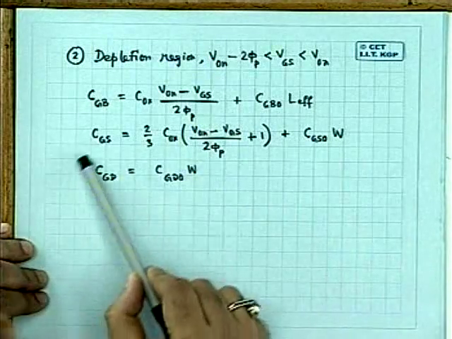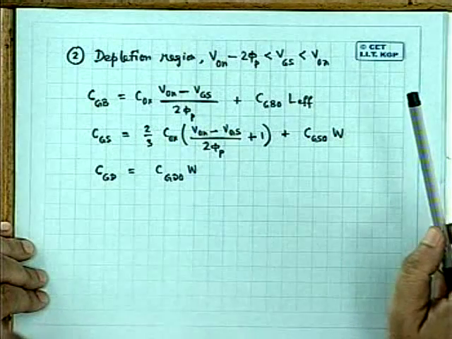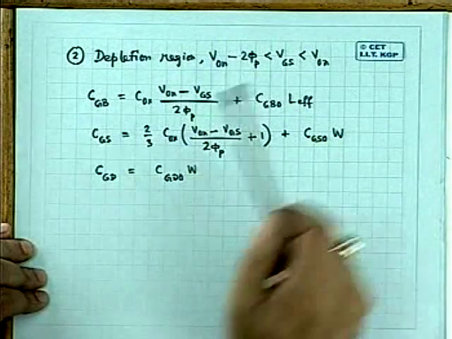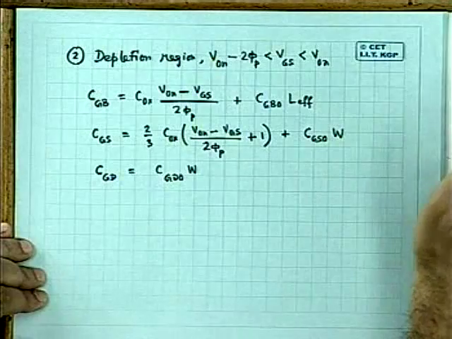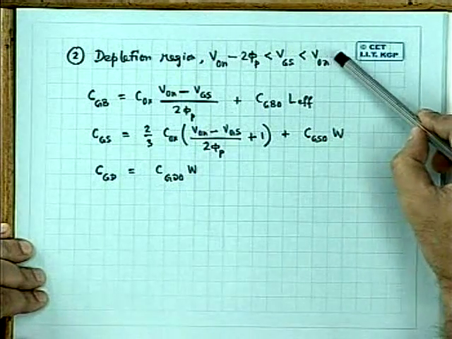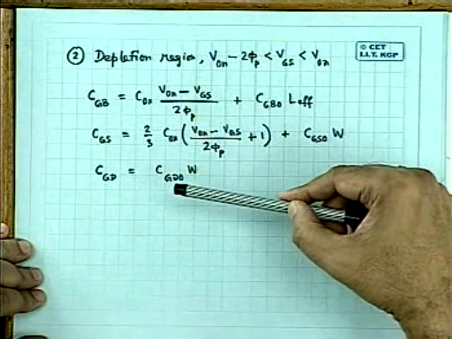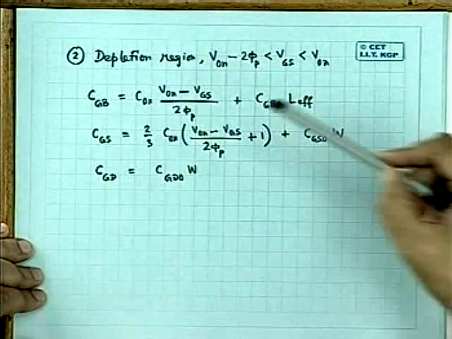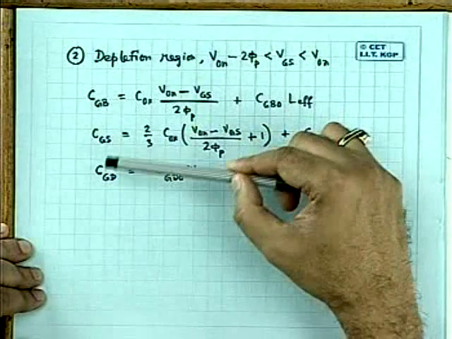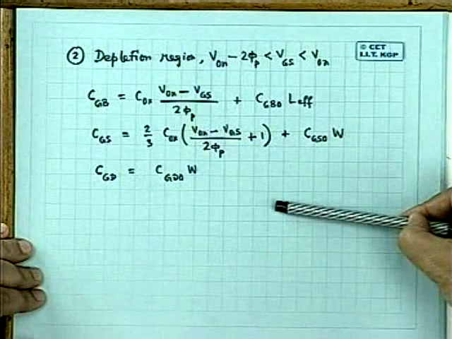And what about CGD? CGD has been kept as it is. We are assuming that because we are still below VON, the channel has not been fully formed, therefore the drain remains isolated from the channel, and as a result only the overlap capacitance dominates. That is why in the depletion region they simulated CGB, CGS and CGD like this. This is the logic behind it.